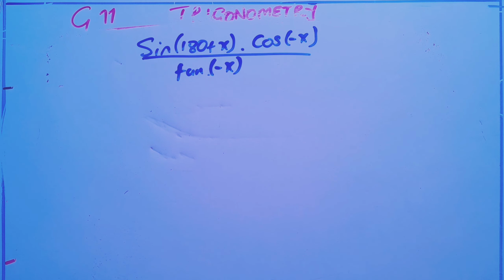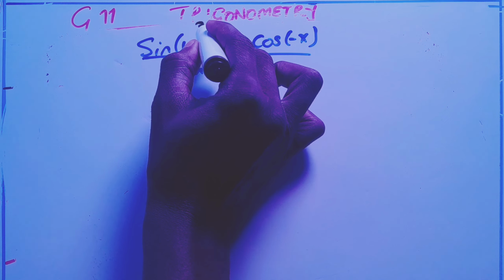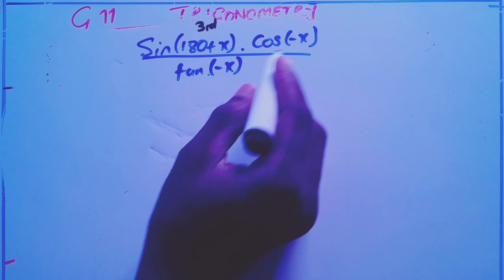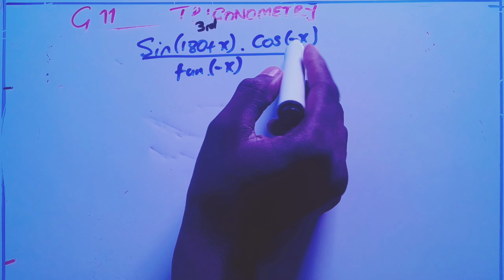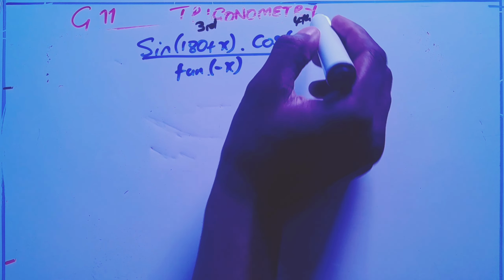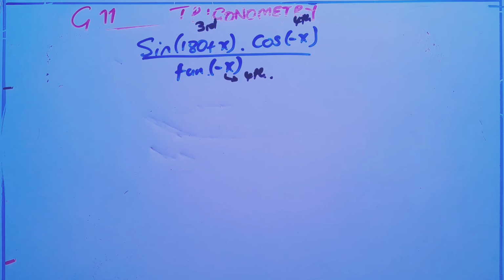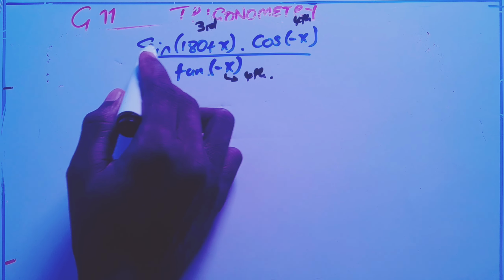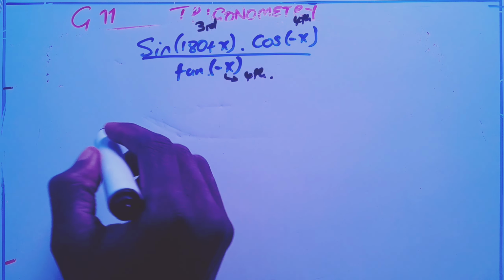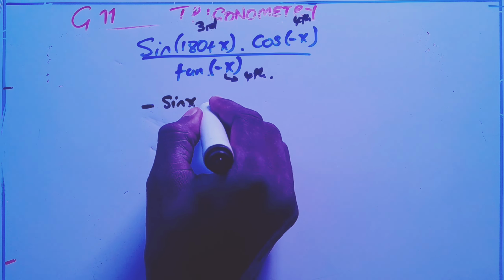So let's take a look at this one, guys. So what do we have? We have 180 plus x, and this falls in the third quadrant. And negative x, I said if the angle is just negative like this, it means that it is in the fourth quadrant, and also this is in the fourth quadrant. Can you see that? So now is sine positive or negative in the third quadrant? It is negative, so we're going to say negative sine of x.